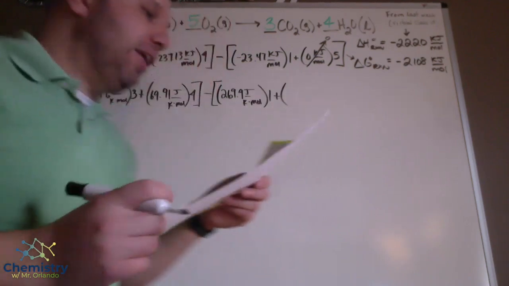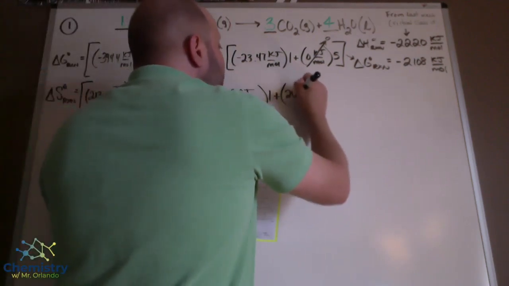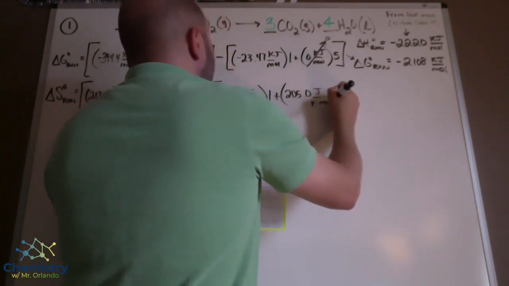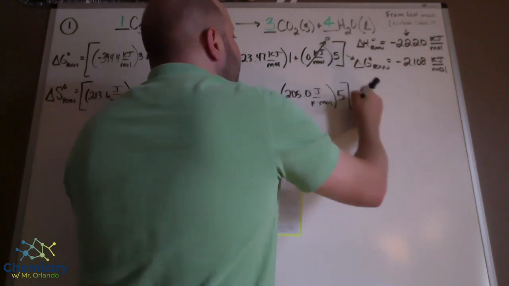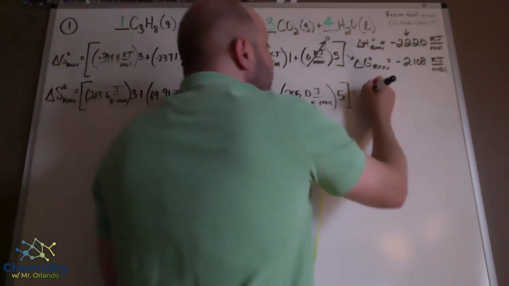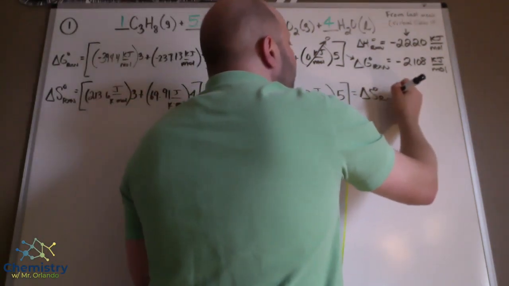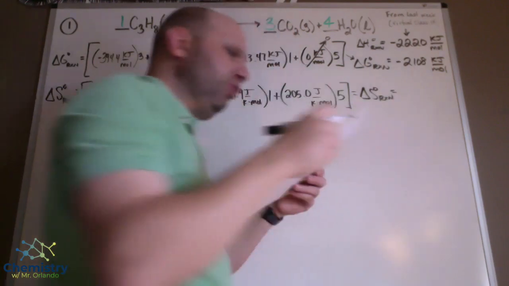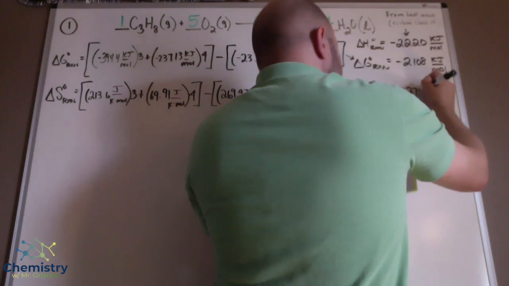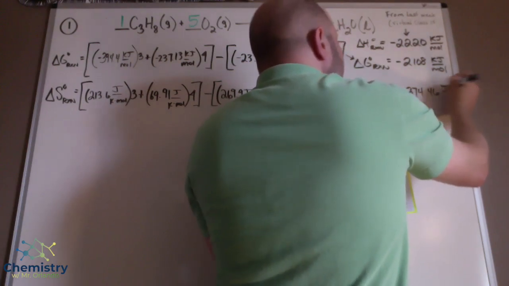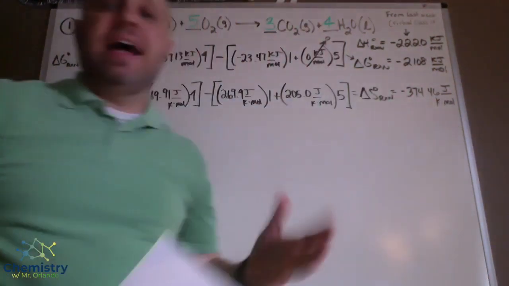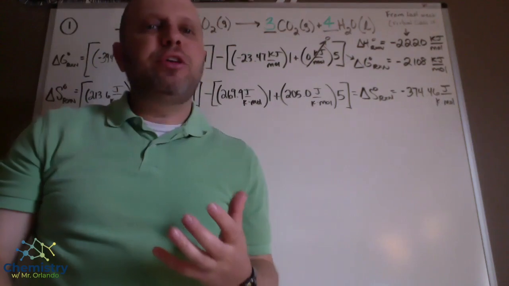So in this case, the value for entropy is 205.0 joules per Kelvin mole. And we're going to multiply that by 5. So when we do this, we get a value for delta S for this reaction that is equal to negative 374.46 joules per Kelvin mole. Now, remember what a negative value for delta S means.